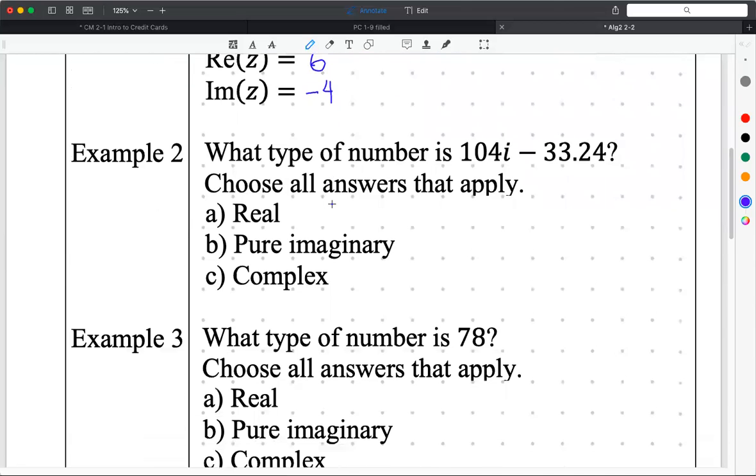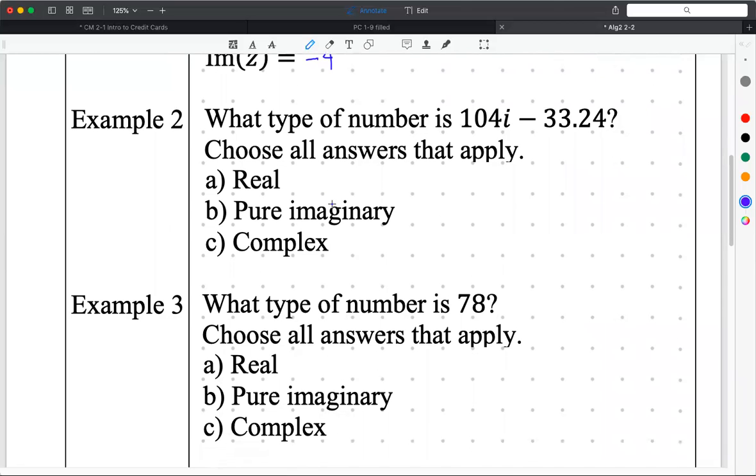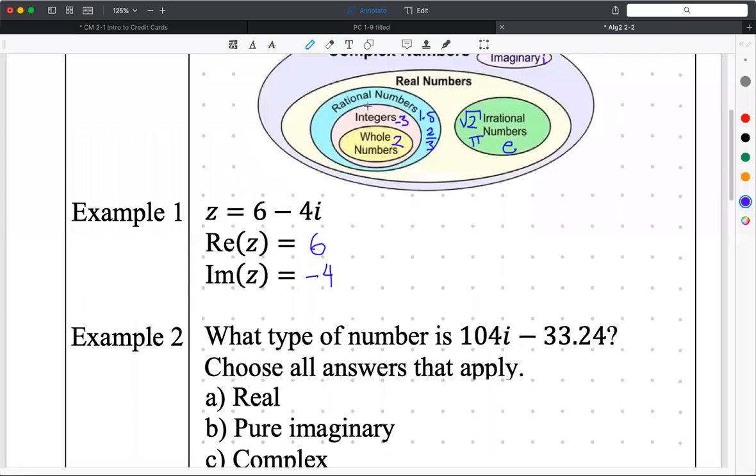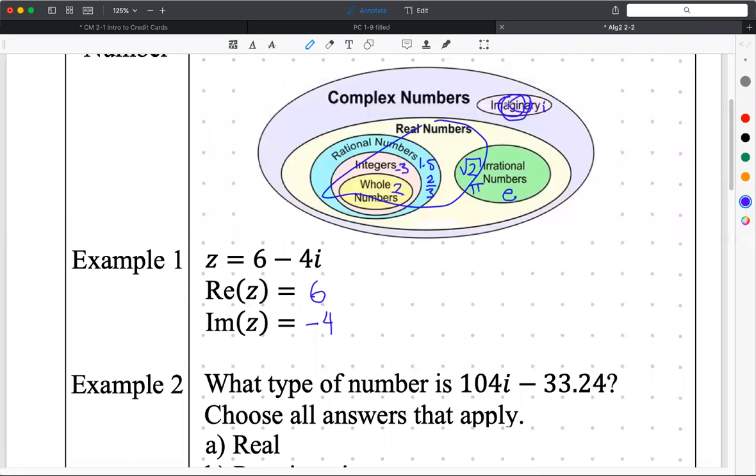What type of number is 104i minus 33.24? As I said, you always choose this one answer. I'm not going to repeat it because now you have to actually be paying attention, right? But it might be real, which means it's not imaginary. And it might be pure imaginary, which means it's not real. So you could have an answer like this. But you can't choose all three of them. If it's all three of them, it's just C, right? Real just means it's only real. There's no imaginary part. That means you're in the real section without being in the imaginary. You're not touching this realm over here.